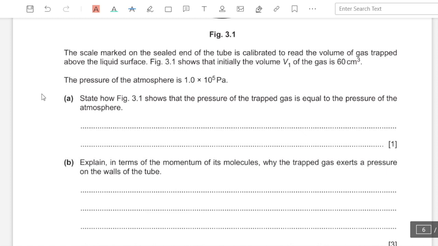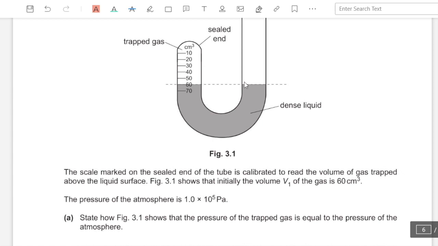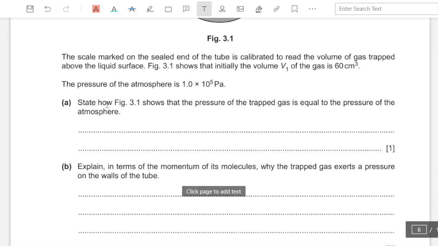A. State how figure 3.1 shows that the pressure of the trapped gas is equal to the pressure of the atmosphere. So as I mentioned earlier, pressure at same depth is equal, and that means the pressure over here and the depth over here is same, and basically that is indicated by the levels of these two surfaces of the liquid. As they are equal, that means the pressure is same.